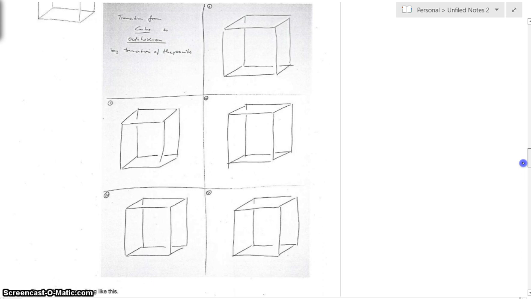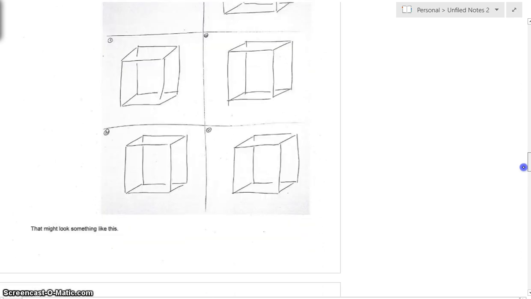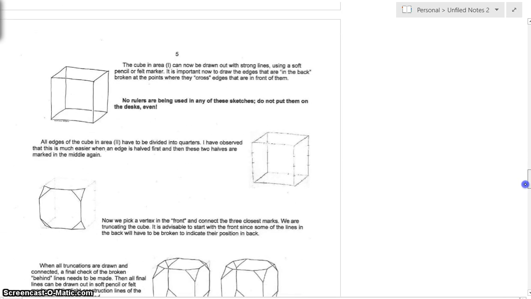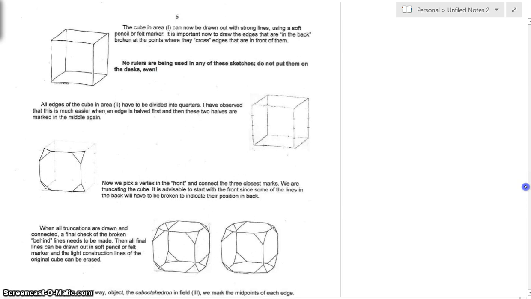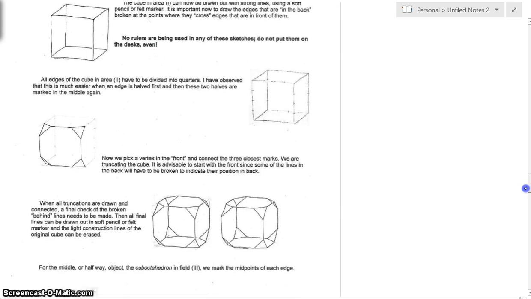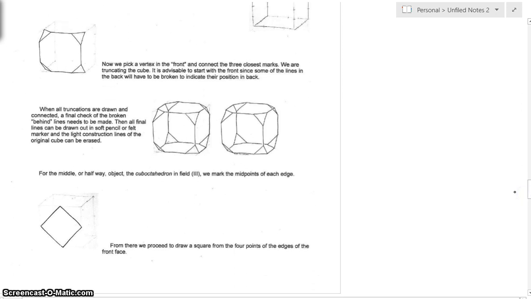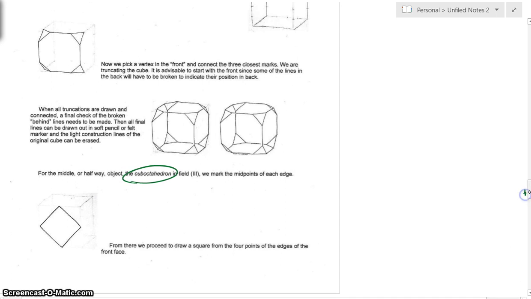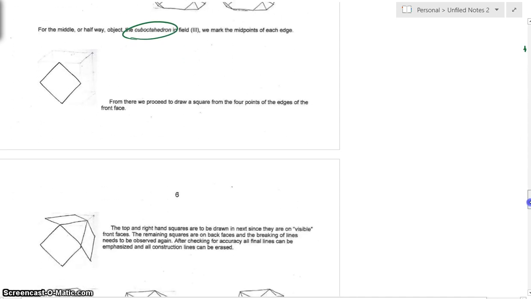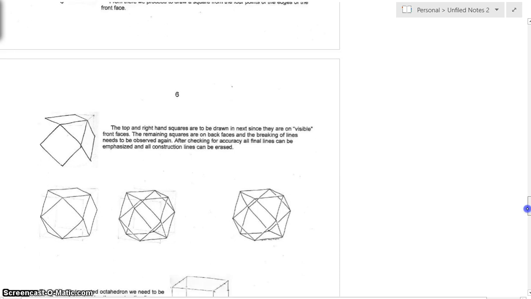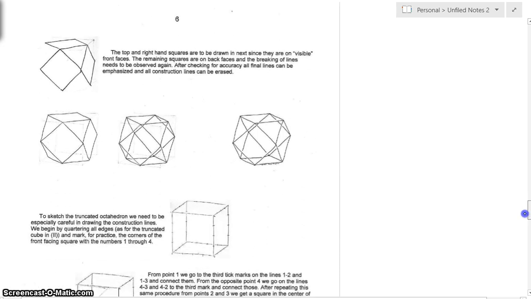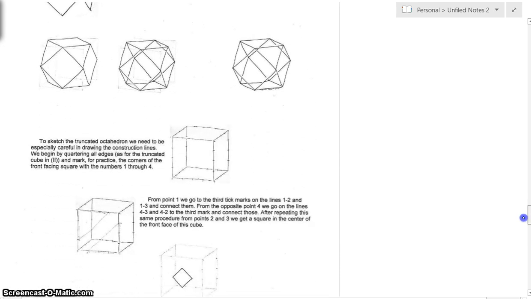So you completed the hexahedron in screen 1. You completed the truncated hexahedron in screen 2. You completed the cube octahedron in field or screen 3. And most of you at this point are working on the truncated octahedron.